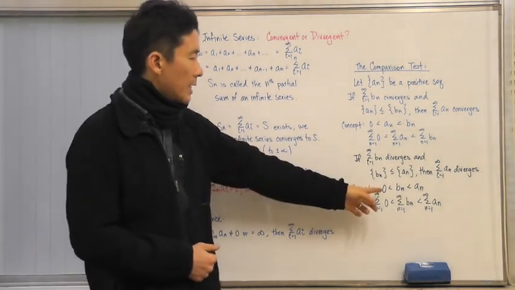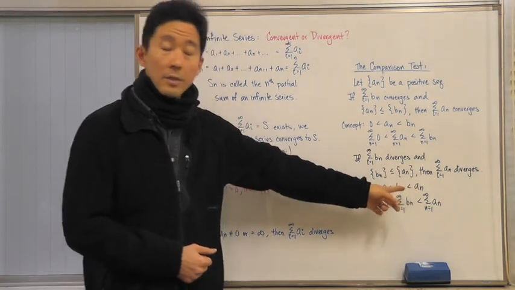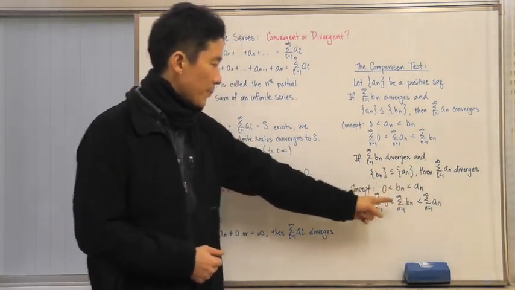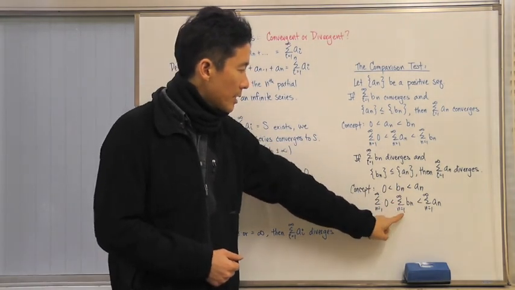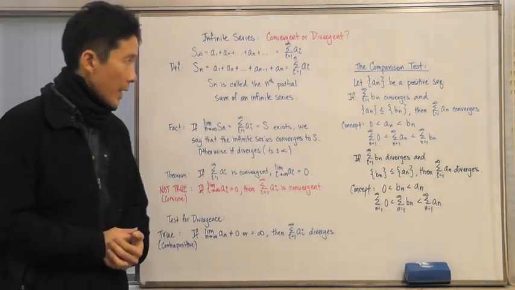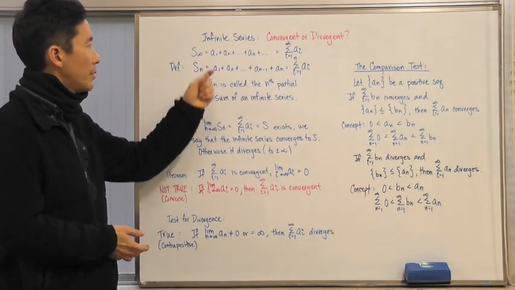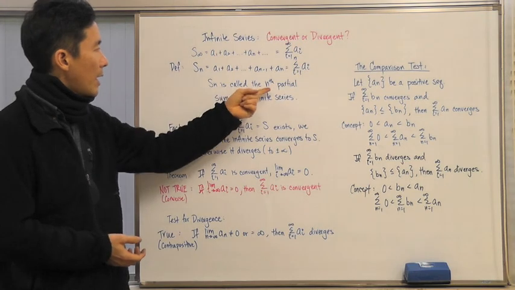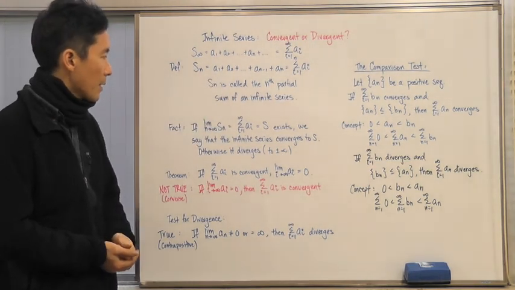So the concept again is that if I have 0 less than b sub n, which is less than a sub n, we're comparing the sequence terms, and if I add all of them up and I already know that this one diverges, then that one has to diverge as well. Just to wrap things up, we wanted to make sure that we knew the definition of an infinite series, and also what the nth partial sum of the infinite series looks like.